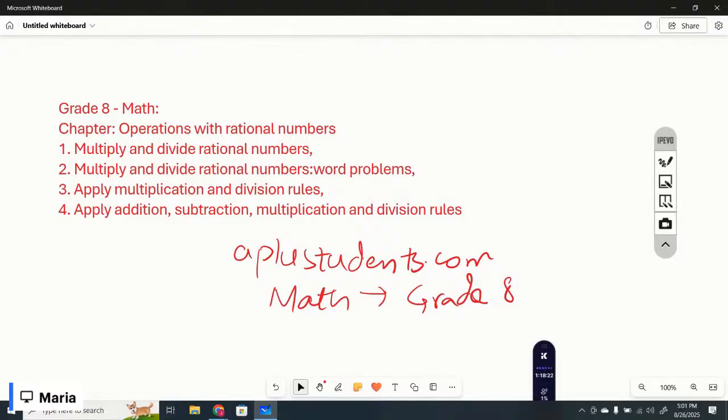We're going to start with the chapter operations with rational numbers, and the lessons we're going to cover today are multiply and divide rational numbers, multiply and divide rational numbers word problems, apply multiplication and division rules, apply addition, subtraction, multiplication and division rules. So please make sure you have your notebook and pencil so that you can note down the important examples and definitions as well.